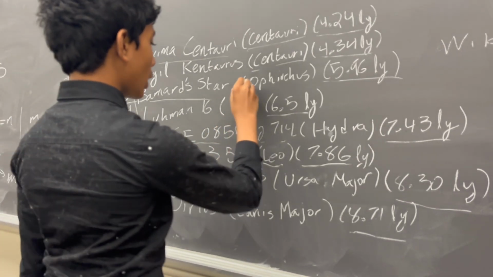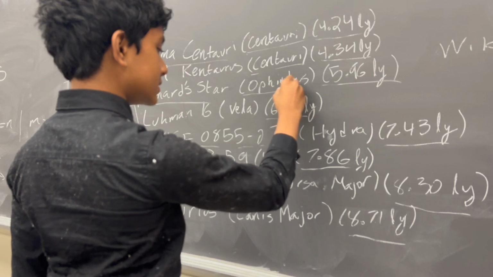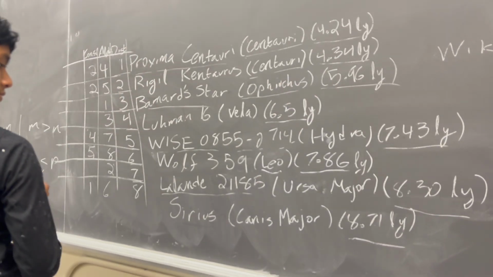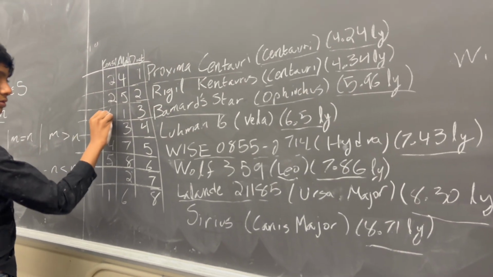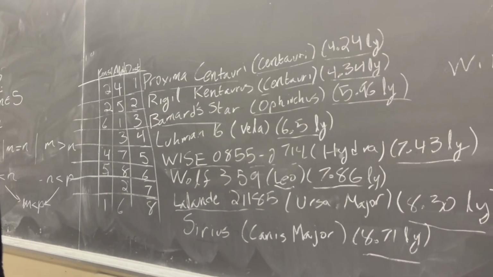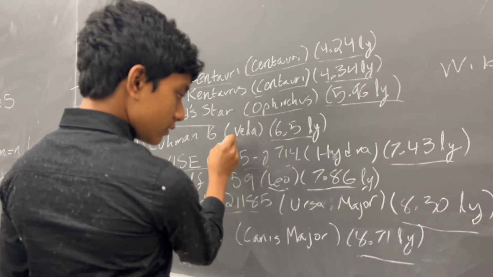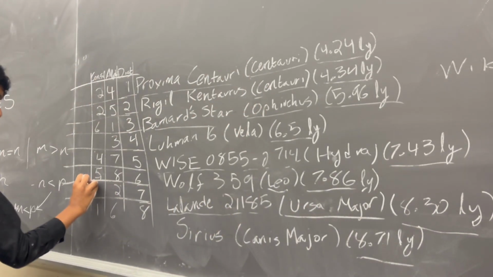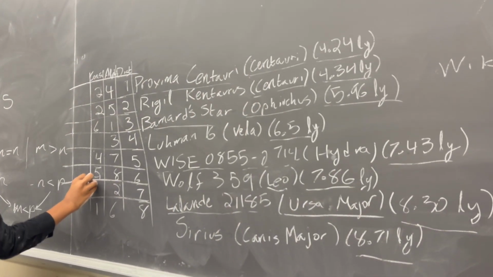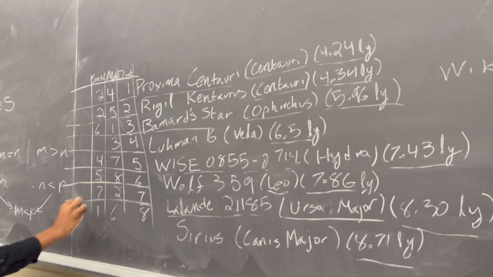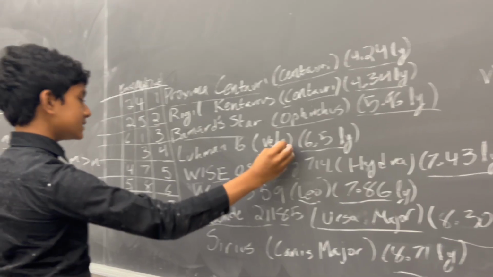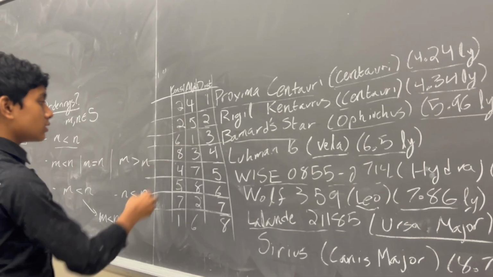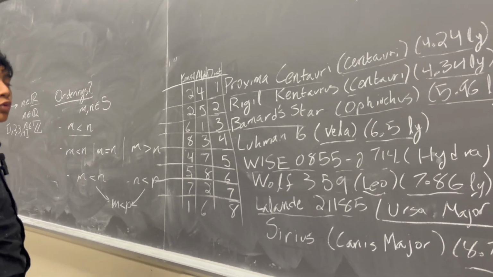Sixth is going to be Barnard Star because it's in the constellation Ophiuchus. Seventh is going to be Lalande 21185 because it's in Ursa Major, and finally Luyten 16 because it's in Vela. So there, we've got a completely different ordering.